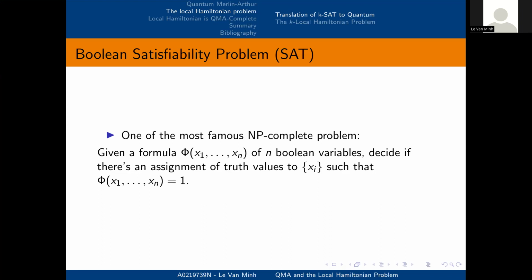Now we will revise one of the most famous NP-complete problems, that is the Boolean satisfiability problem. Okay, so we are given a formula phi that has an input of n Boolean variables, and we have to decide whether there is an assignment of truth values to xi such that the formula will evaluate to 1. We can easily see that there is a proof that can be verified in polynomial time.